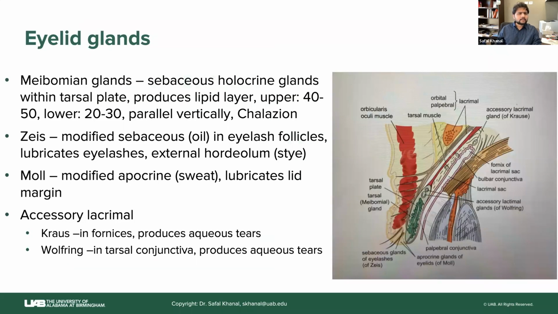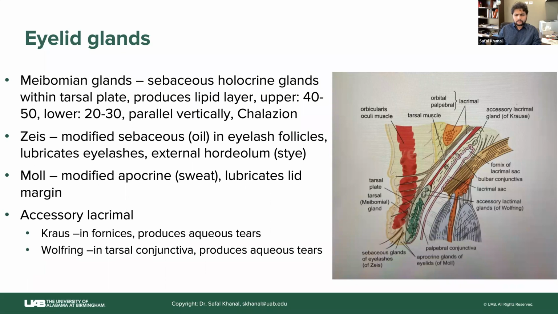When you look at your glands in the eyelids, you have your meibomian glands, which are sebaceous holocrine glands. These are in the tarsal plate here. These are arranged in parallel in the upper and lower eyelid, more in the upper eyelid than lower eyelid. And inflammation of these glands can often lead to a condition called chalazion. You have your glands of Zeis, just at the base of the eyelash follicle. These are modified sebaceous glands. And the infection of these glands can lead to something called a stye.